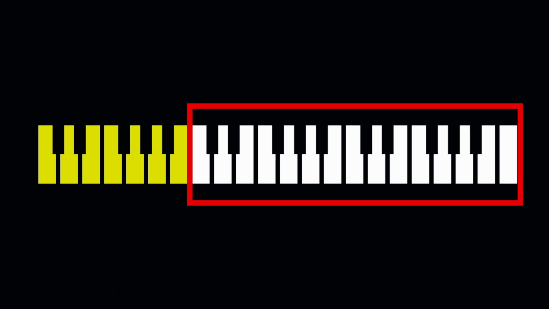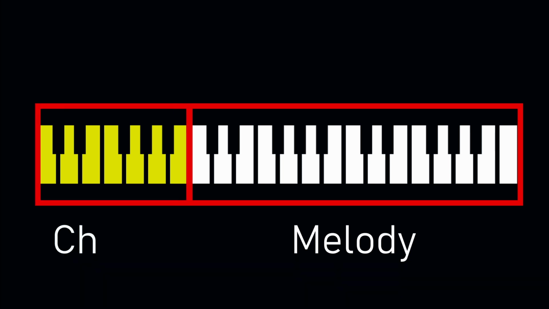So I separated the keyboard into two halves. On this half, the rules that we set up until now apply. So playing an interval moves the player, but down here you play chords or harmonies or whatever suits your melody. So what happens here doesn't move the player.